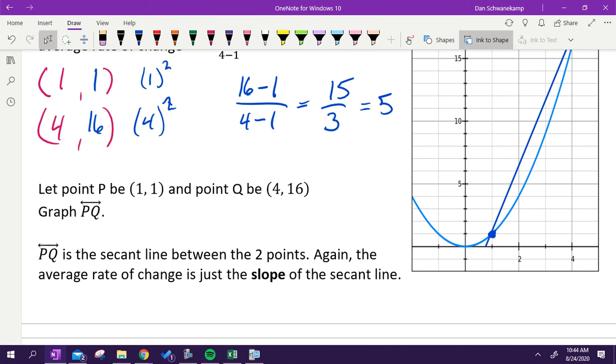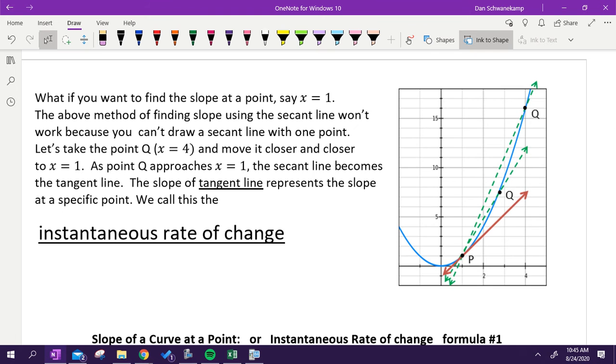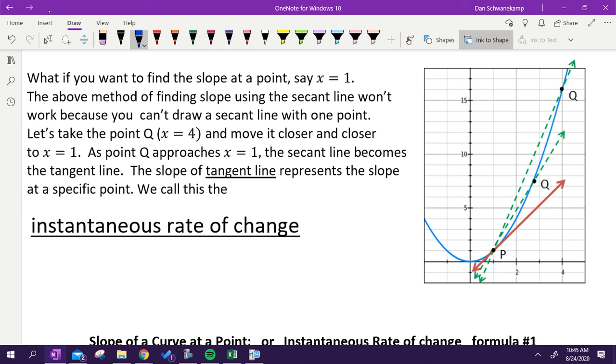But now what we're going to do is find something a little bit different. What if you want to find the slope at a point, say x equals 1? We can't just do that. So before, we could find the slope between 2 points, but we want to find the slope at a single point. I want to find the slope of this red tangent line.